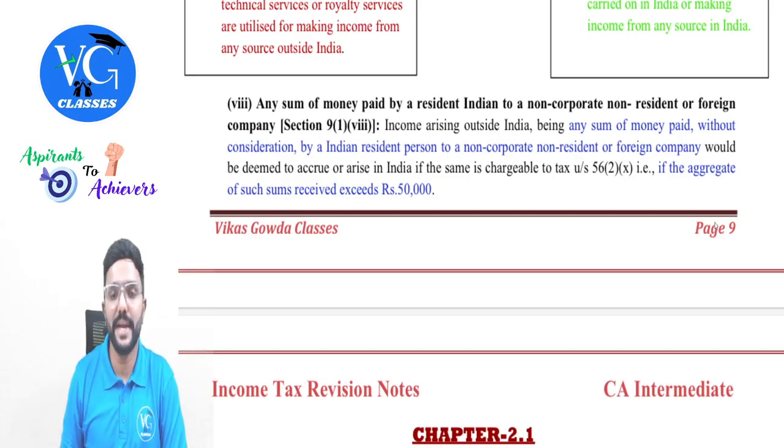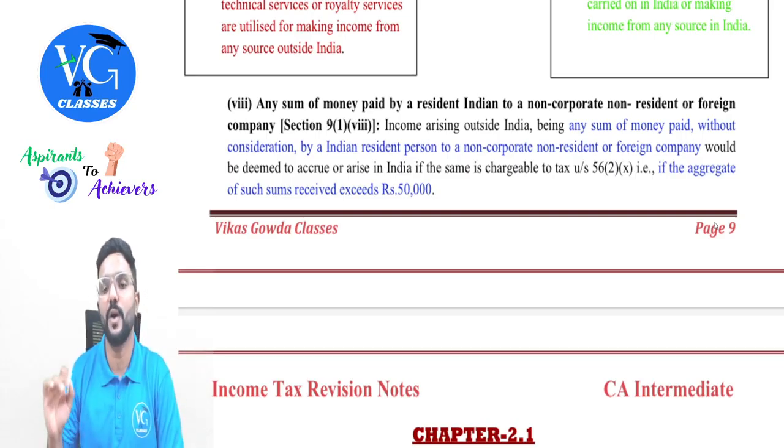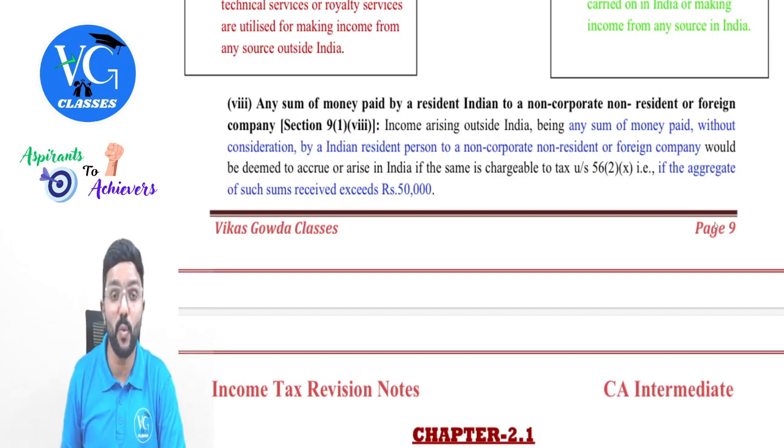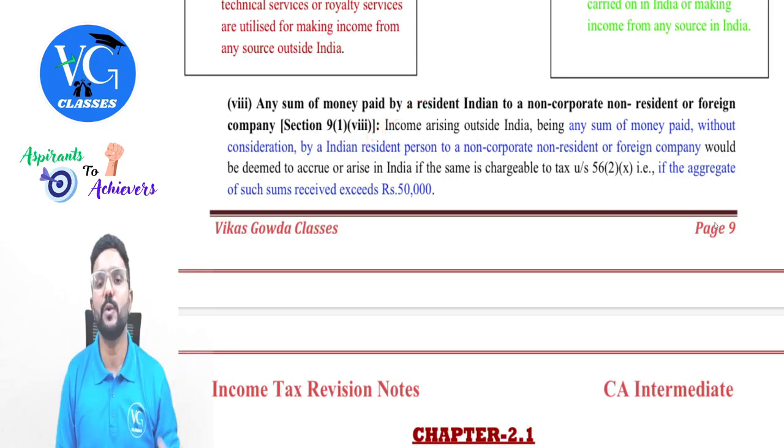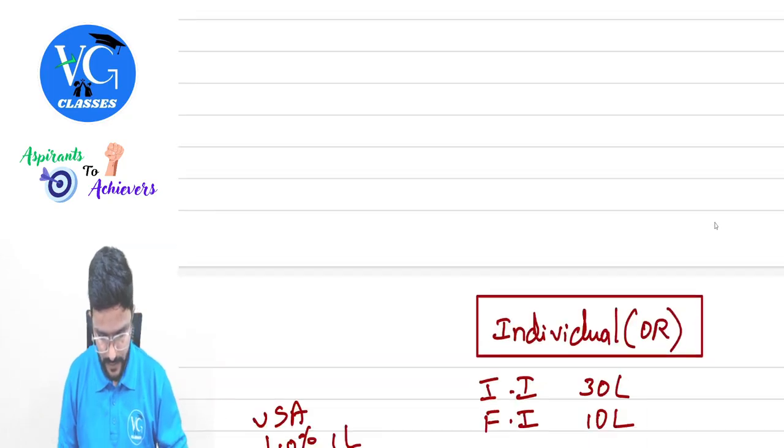Any sum of money paid by a resident Indian to a non-corporate, non-resident or a foreign company, Section 9(1)(viii). What is it? Let me read and then I will explain. Income arising outside India being any sum of money paid without consideration by an Indian resident person to a non-corporate, non-resident or a foreign company would be deemed to accrue or arise in India if the same is chargeable to tax under section 56(2)(x), which talks about gift taxation under the head other sources, guys. That is nothing but if the aggregate of such sum received exceeds 50,000. So I will try to explain this.